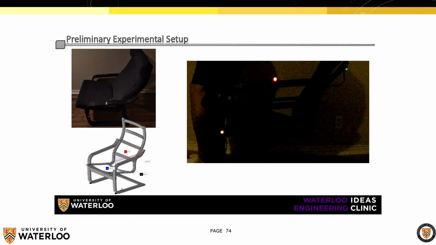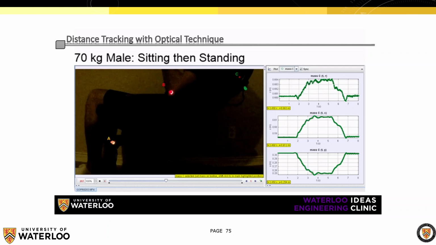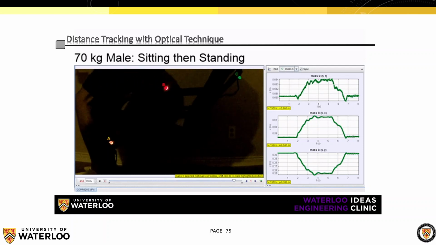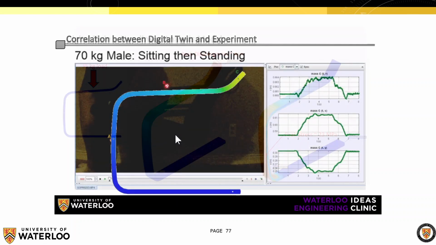This is me sitting in my basement actually with a chair. You can see that I put some LEDs on it to track some motion in three different locations. Apologies for the poor lighting, but you can see how the chair is moving when I sit on it. The cool thing is we actually simulated half of the chair here, and we found the stresses and the displacements.